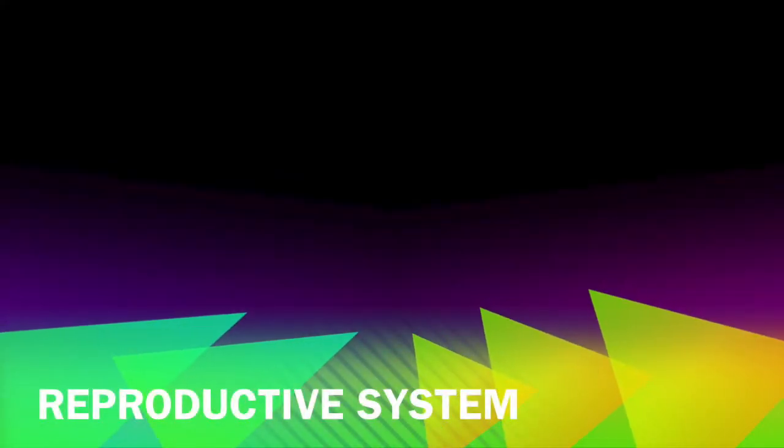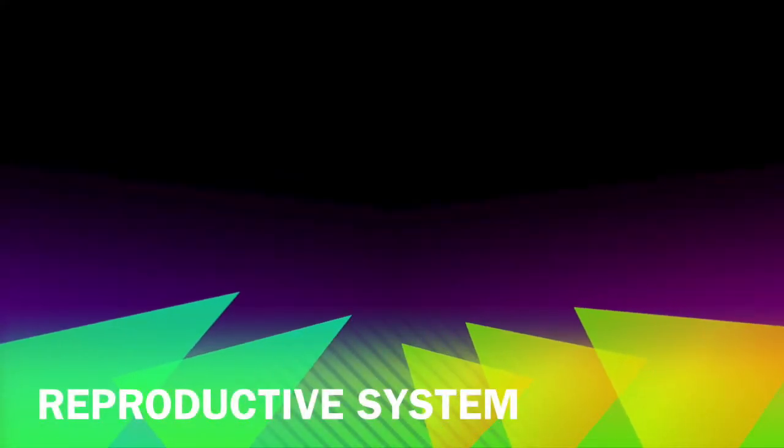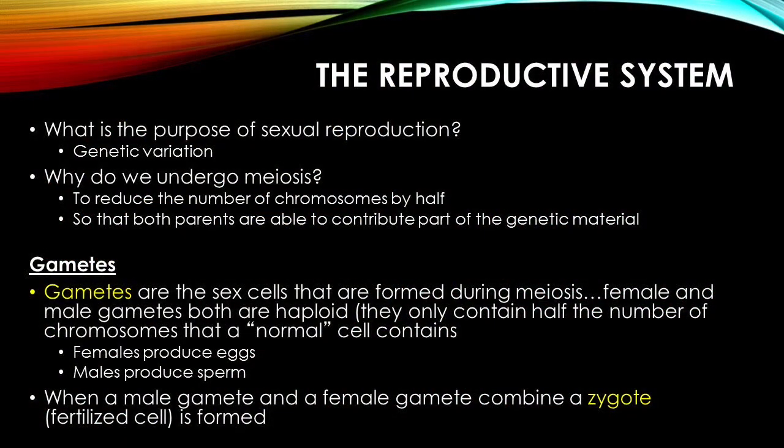So today, the last thing we're going to talk about is the reproductive system. The whole purpose of sexual reproduction is for genetic variation. Remember, our sex cells, our gametes, undergo meiosis to reduce the number of chromosomes by half. This way, both parents are able to contribute part of their genetic material to their offspring.